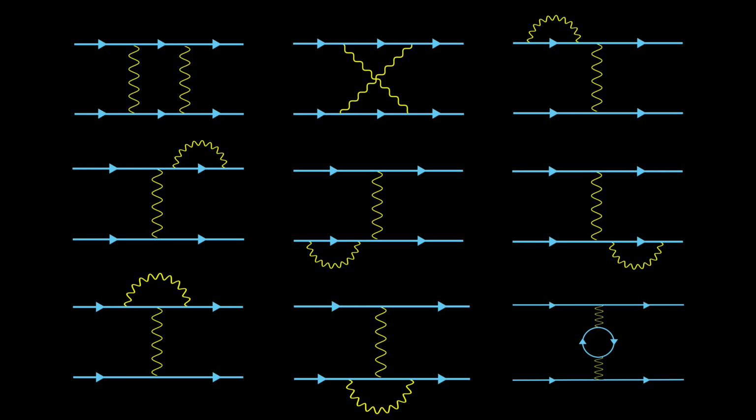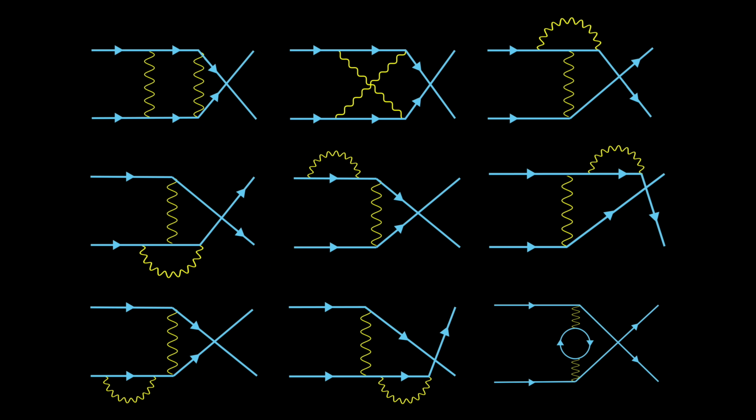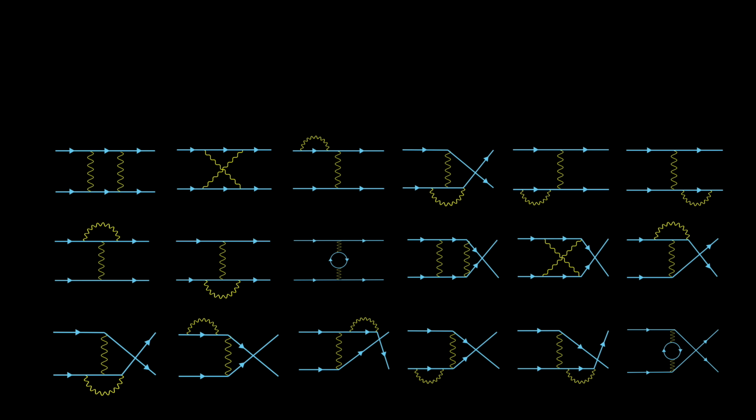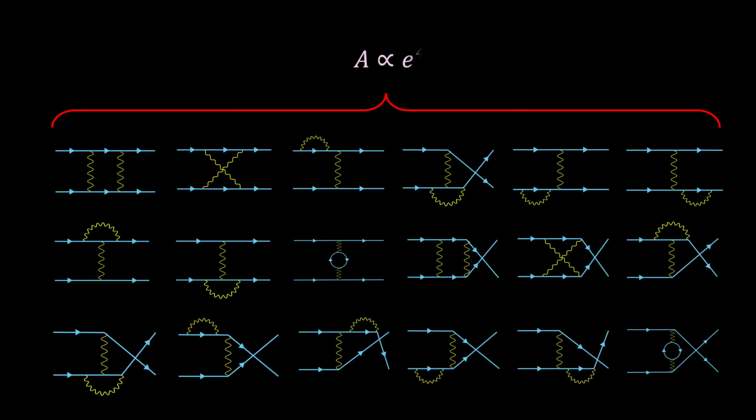Now, what all of these particular diagrams have in common is that they each contain exactly 4 vertices, and therefore each diagram's corresponding mathematical expression will contain a factor of the fundamental unit of charge raised to the 4th power. Of course, we can also consider the corresponding crossed diagrams where the final electron lines are interchanged, and these also contain 4 vertices each. And so if we group all of these 4 vertex diagrams together, we have a collection of diagrams whose probability amplitudes are proportional to e to the power of 4.